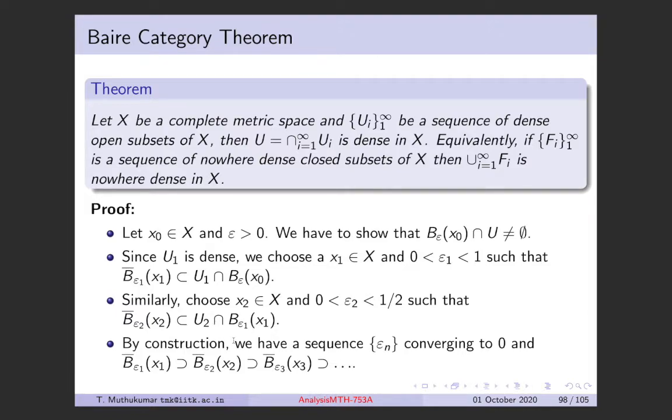So if you proceed in this form, then you actually have a sequence of closed balls centered at x1, x2, x3, and so on, and the radii of these balls form a decreasing sequence converging to 0, right? Because epsilon n is less than 1 over n. So you have nested balls here, a decreasing sequence of balls.